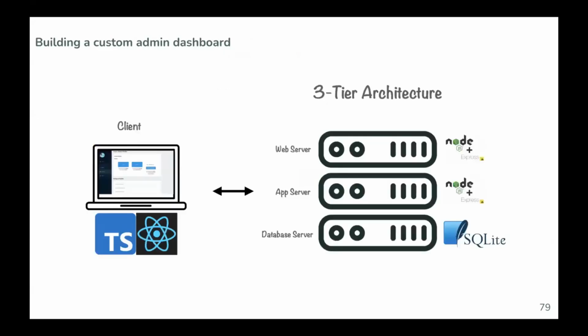The other improvement we made was building a custom admin dashboard. We adopted a 3-tier architecture with a presentation layer, an application tier, and a data tier, where a React UI communicates with an Express backend server and an app server, and SQLite for storage.